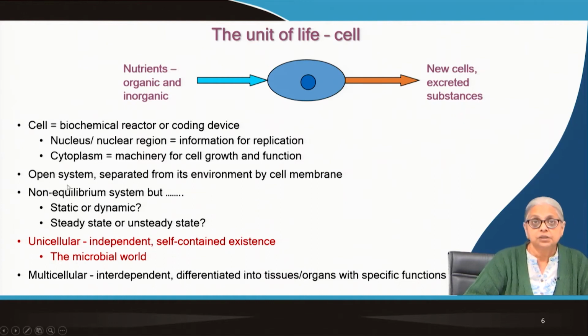Is it an open system or a closed system? The answer is it's an open system. An open system is defined by the fact that it takes up material as well as energy from the environment and puts out energy as well as mass into the environment. So by definition, it's an open system that is separated from the environment simply by a cell membrane.